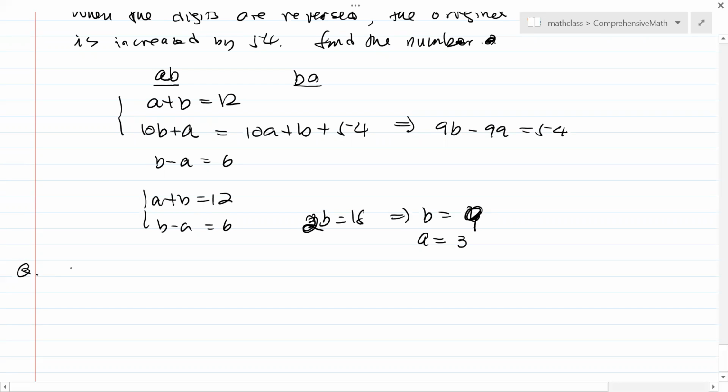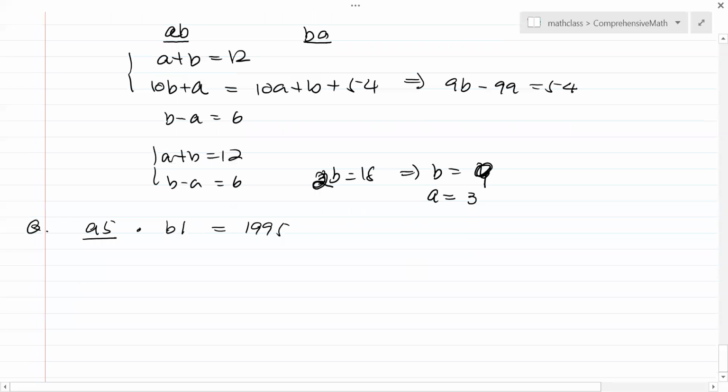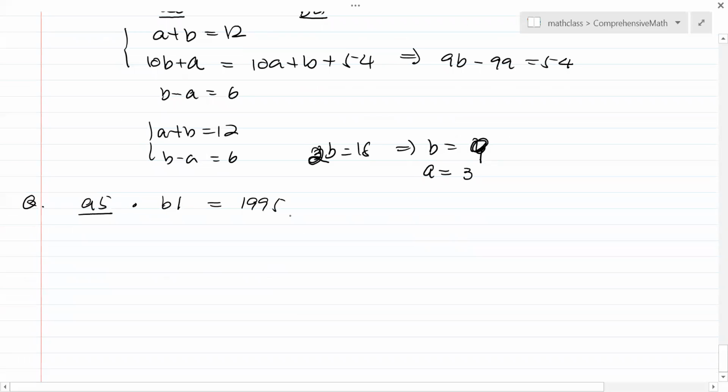Okay, my next question is, so we have 2-digit numbers, A5. The product is B1 times A5, that's 1995. Do you remember this problem? Find A and B.